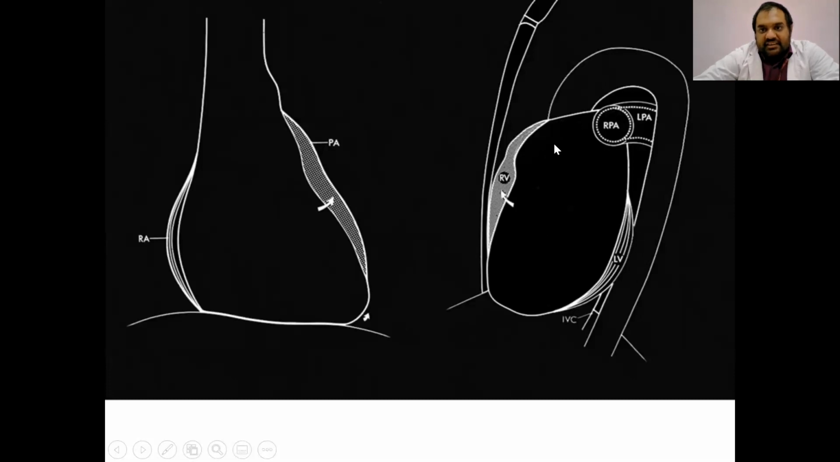And here, normally the right ventricle will be anterior and the left ventricle will be posteriorly located. And this is the right pulmonary artery and left pulmonary artery. You can see the IVC posteriorly. And this is the sternum, and this is the arch of aorta. This is the descending aorta. And here normally the retrocardiac lucency will be there.